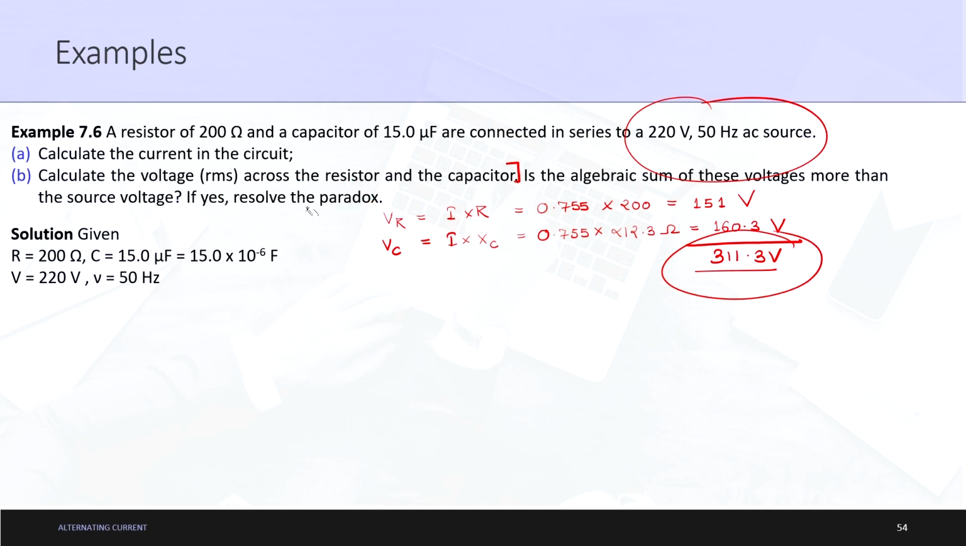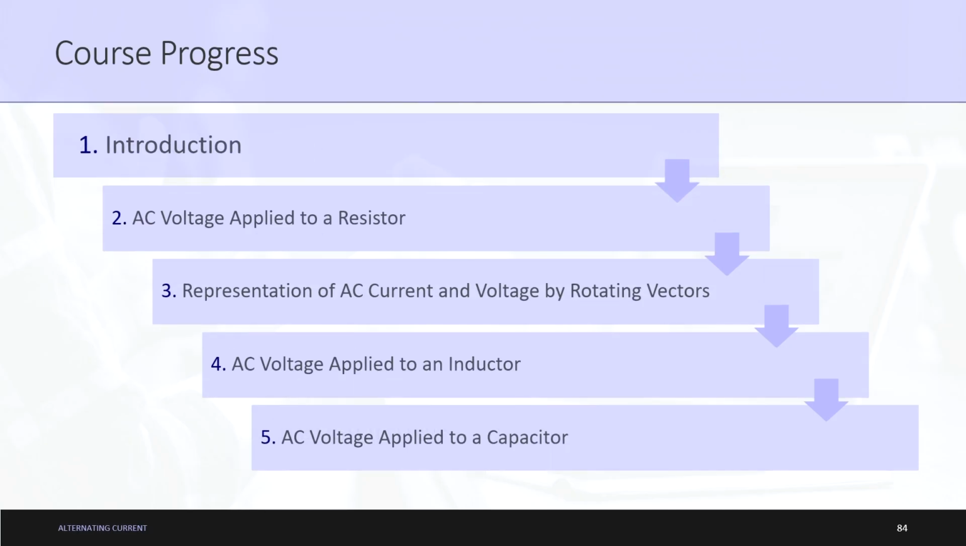It is the same concept only, there is nothing new here. Because of the phase difference between the capacitor and the resistor, this difference is coming here. I will try to resolve this paradox. Till now, let us understand till this point only, in which we are getting the values as 151 volts and 160.3 volts. The values are correct, but we will try to resolve the paradox in the next part of this lecture. So, let me stop it here only.